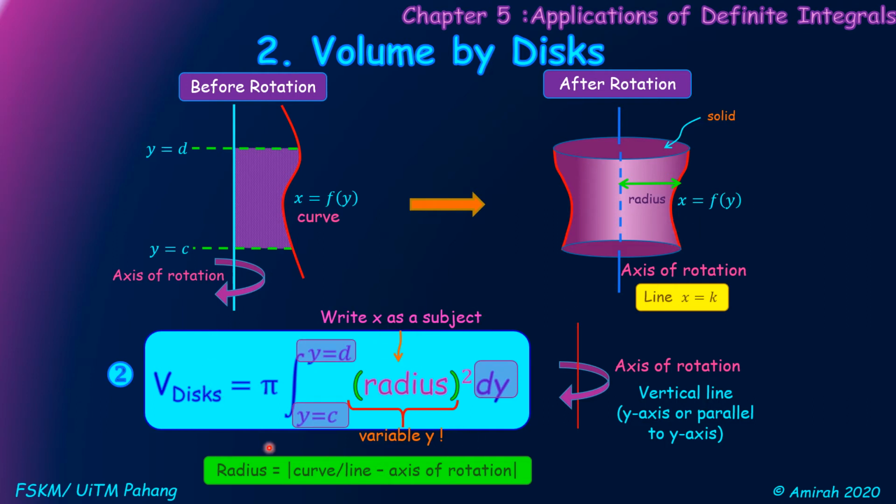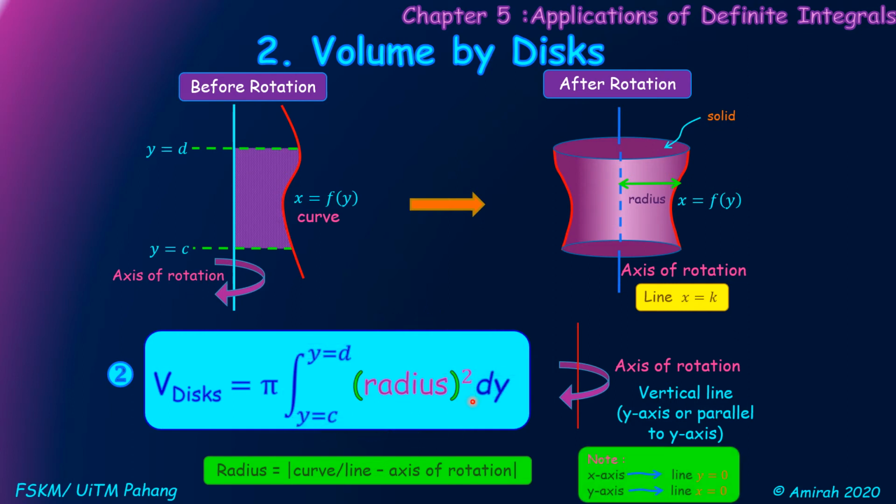So this is the volume by discs formula when the axis of rotation is a vertical line, and we integrate with respect to y. Remember, the x-axis means the line y equals 0, and the y-axis, the vertical line, means the line x equals 0.